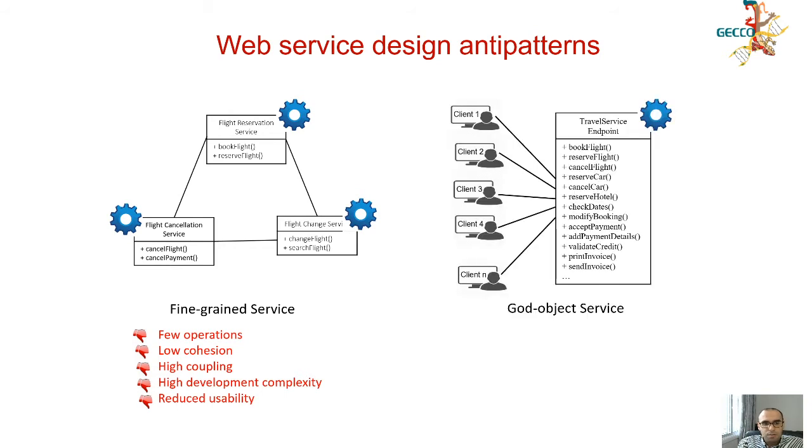On the other side, we can have the God Object Web Service, which is a web service with a big interface with several operations that are semantically interrelated. They have low cohesion, high response time, low availability, and are not easily reusable.